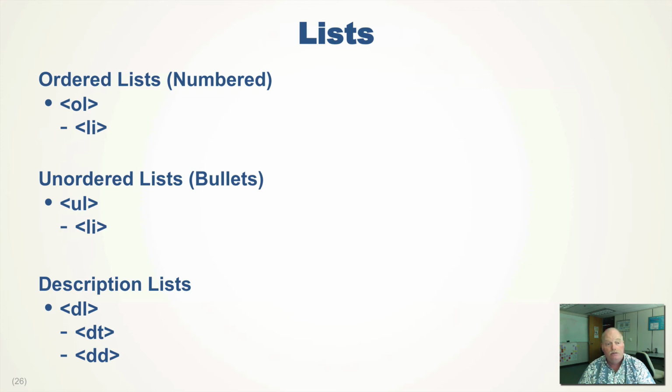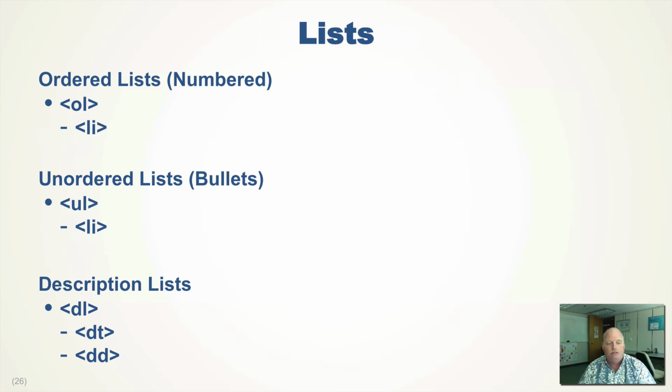There are lists. You have ordered lists, which are numbered or lettered. You use the OL tag, you close it off. The LI tag is just a list item. You could put list items in an ordered list or unordered list. Unordered lists use bullets and icons, like these unordered lists on this page. Again, you put list items in the ordered or unordered list.